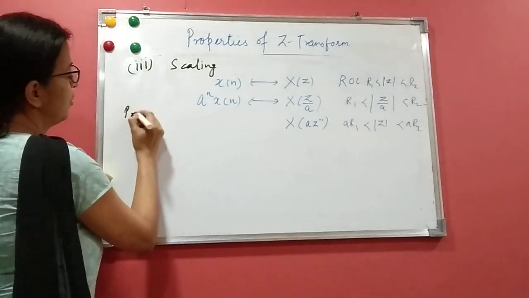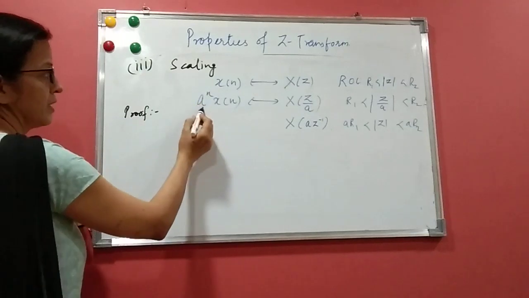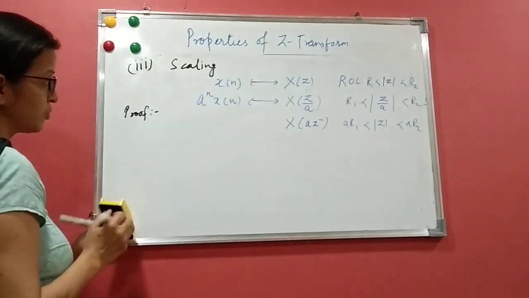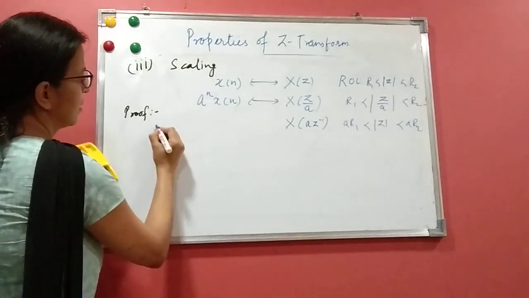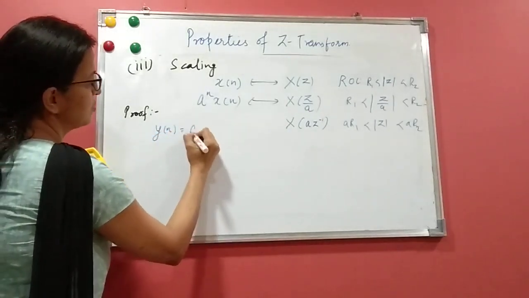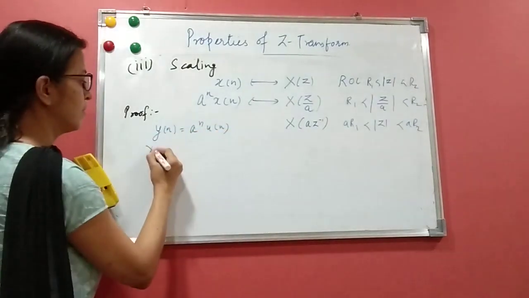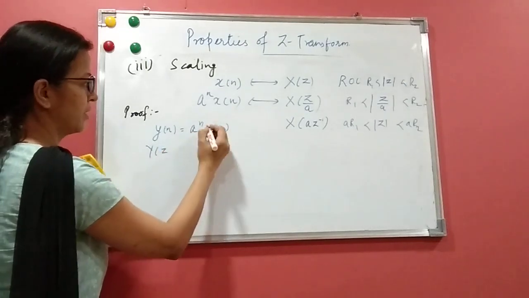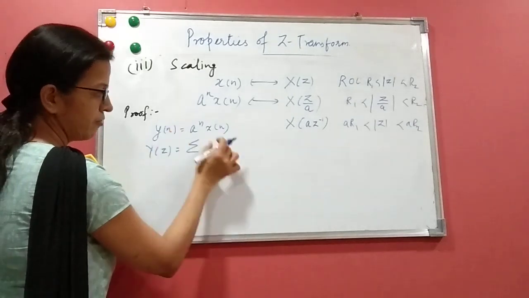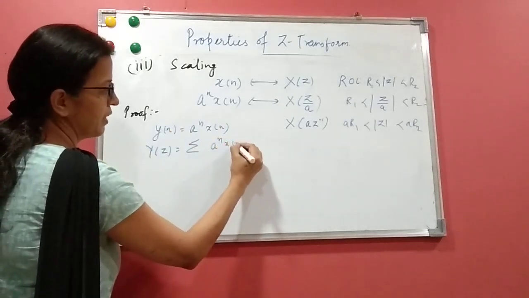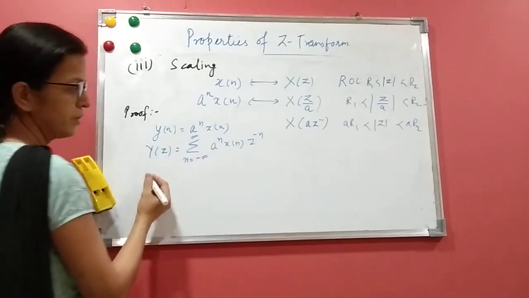Now the proof. How will you prove this? What is the signal here? The signal we have to prove for is a raised to n, x of n. So we'll take y of n equals a raised to n, x of n. What will be Y of z? Y of z will be the summation of y of n, that is a raised to n, x of n, z raised to minus n, with n from minus infinity to infinity.